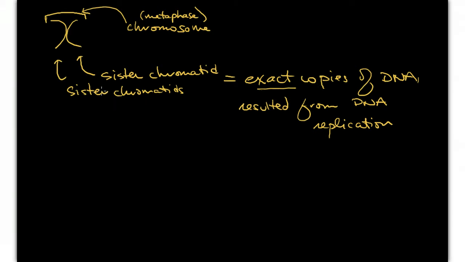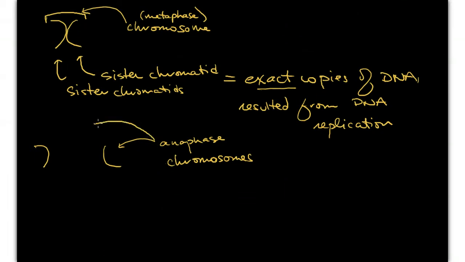But these are sister chromatids, and the reason that they're called metaphase chromosomes is that after anaphase, they've split apart. And they're still called sister chromatids, but they're also referred to as anaphase chromosomes. So our definitions and our terms change depending on what phase we're talking about, but essentially note that these anaphase chromosomes are genetically identical to each other. It just depends on what phase we're talking about.